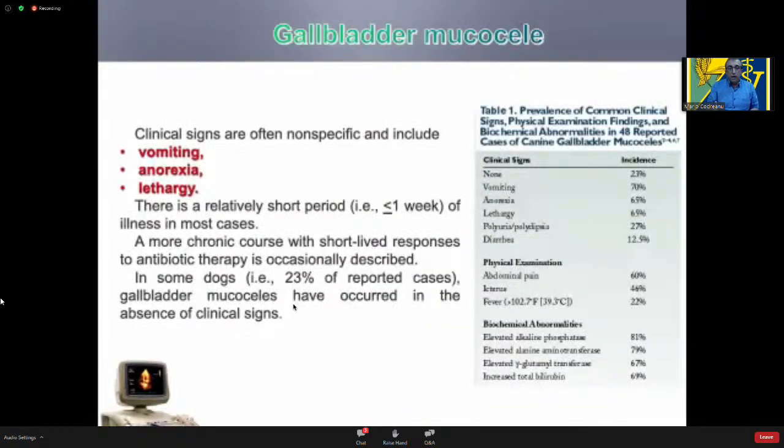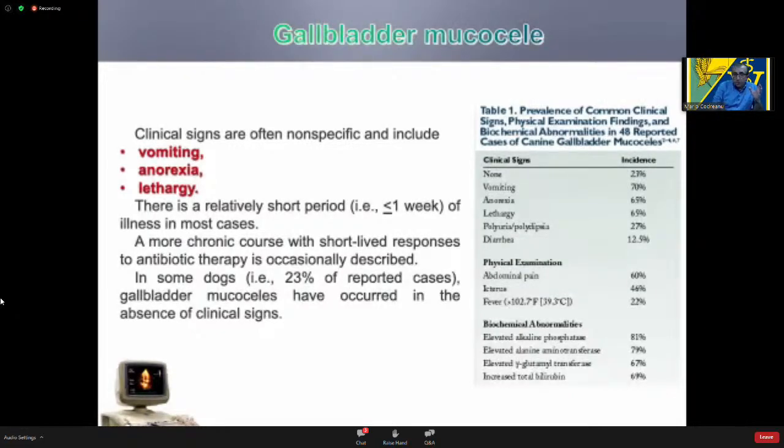The clinical signs, I told you, are often non-specific, not so well expressed, not well defined: abnormal episodes of vomiting, anorexia, reduced appetite, lethargy of your patient. These episodes appear for a short period, a few days up to 1 week in most cases, but a more chronic course, with a short-lived response to antibiotic therapy, is registered and described in the literature.